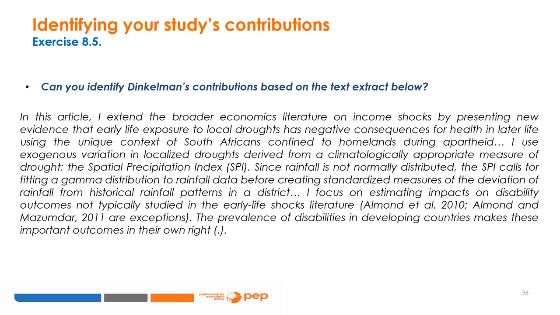We said above that the primary goal of doing research is to add to existing knowledge. In applied economics, most research papers state their contributions. In this exercise, you should read the text shown on this slide carefully. It is an excerpt from Dinkelman's 2017 paper published in the Economic Journal. See if you can identify her contributions to the literature.